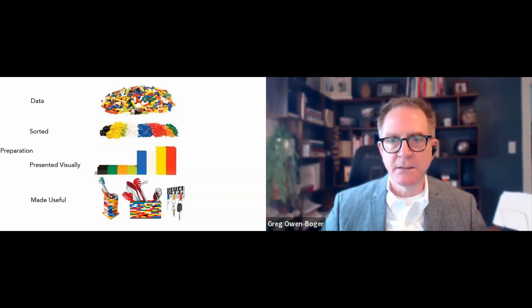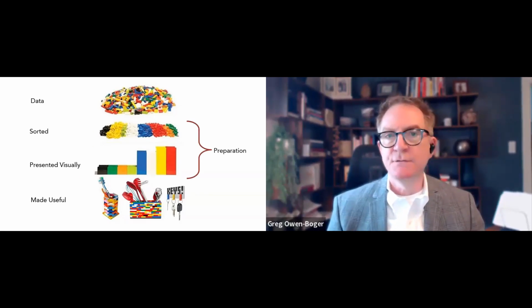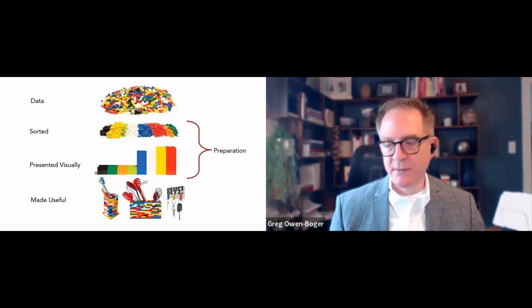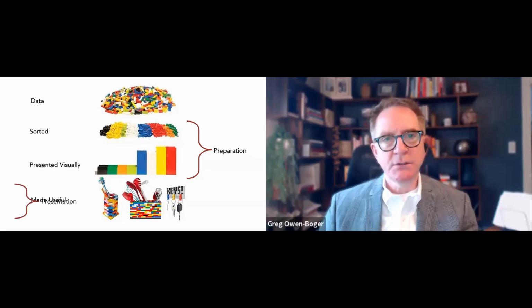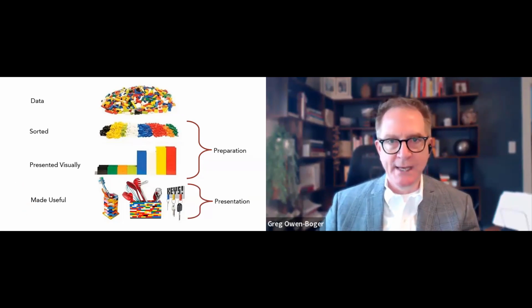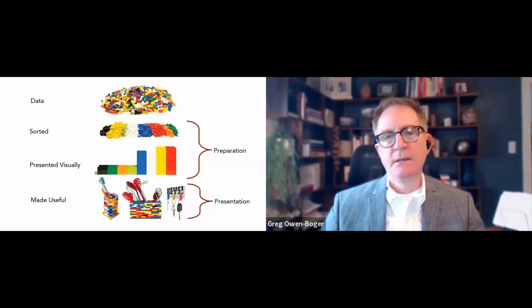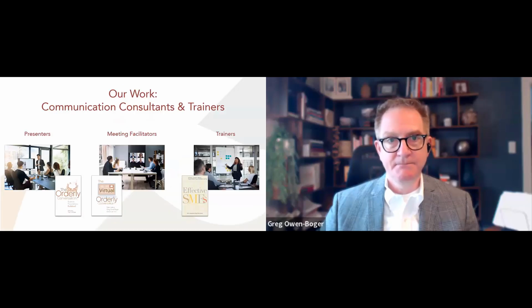Now, just in case it's not clear, the sorted and presented visually pieces, that happens during preparation. But the making useful, that happens when the conversation actually starts, once the presentation actually starts. So we will be talking through skills, techniques, and insights to help you with this concept.